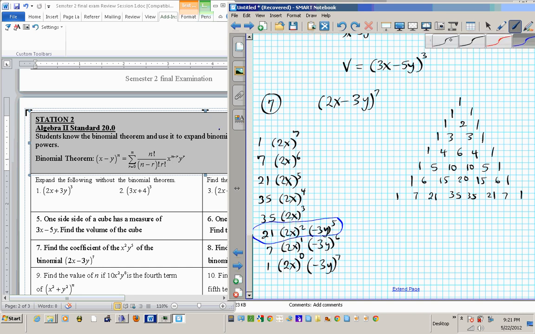Alright? So this one is going to simply become 21 times 2 squared times x squared times minus to an odd power is negative, so the minus comes out, minus 3 to the 5th, y to the 5th. Okay? Now let's expand this. I'm just going to do the numbers in my calculator, and then we're going to have x squared y to the 5th.